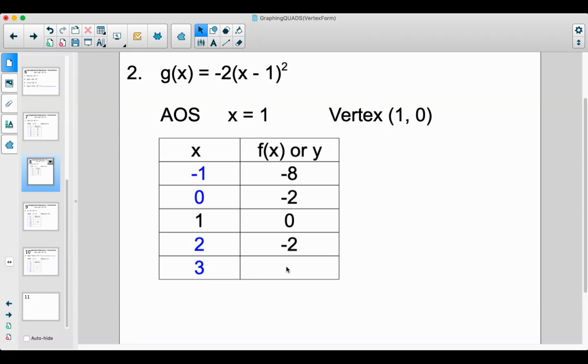3 minus 1 is 2. 2 squared is 4. 4 times -2 is indeed -8. And lo and behold, we have mirror images, which is the whole idea of what the axis of symmetry does for you.